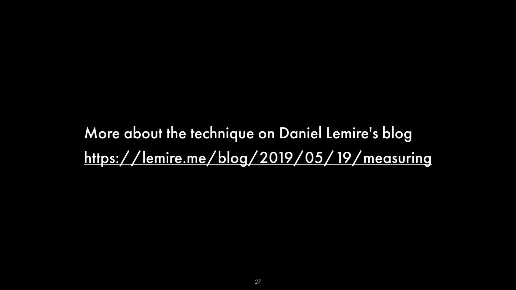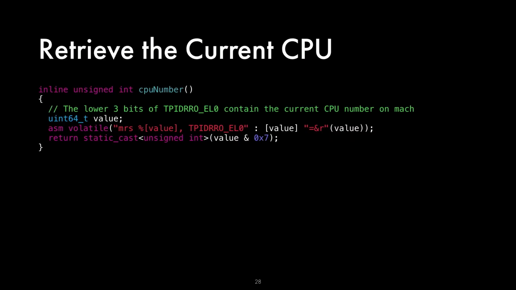So I didn't invent this. There's actually a nice blog post by Daniel Lemire that describes different trade-offs and shows the assembler for ARM. So the next tool that would be nice is the ability to know what the current CPU of execution is. And there's actually a way of doing this as well on ARM by reading a particular register that the kernel sets. And this will return the current CPU that the thread is executing on. So with these tools in hand, I'm going to show how the tests actually work.